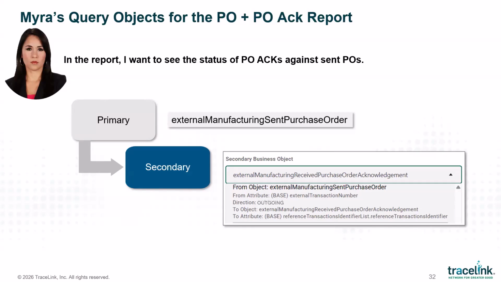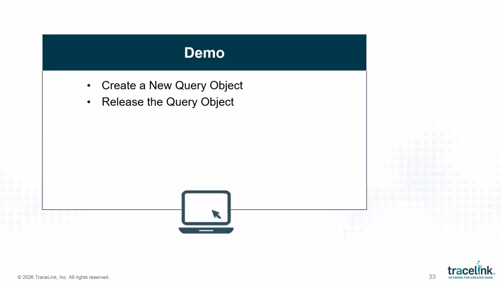This query object is built on the Mint application, where POs and PO acks are modeled as business transaction objects within the procure-to-pay process. Note, for building accurate query objects, you need an understanding of the related solution, for example, Mint. I'm now going to show you how to create a new query object and then release the query object.